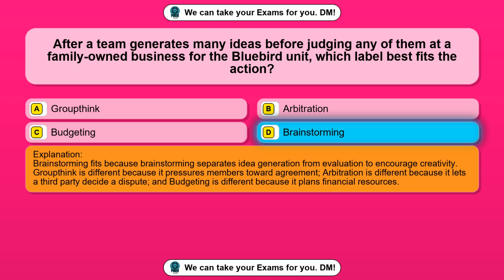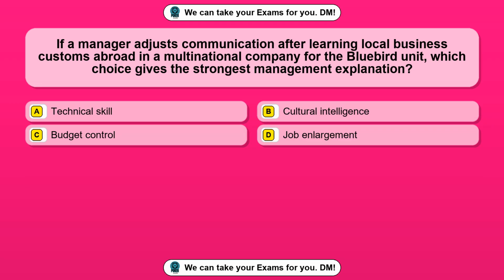resources. Question 39. If a manager adjusts communication after learning local business customs abroad in a multinational company for the Bluebird unit, which choice gives the strongest management explanation? Option A, technical skill. Option B, cultural intelligence. Option C, budget control. Option D, job enlargement. The correct answer is option B, cultural intelligence.